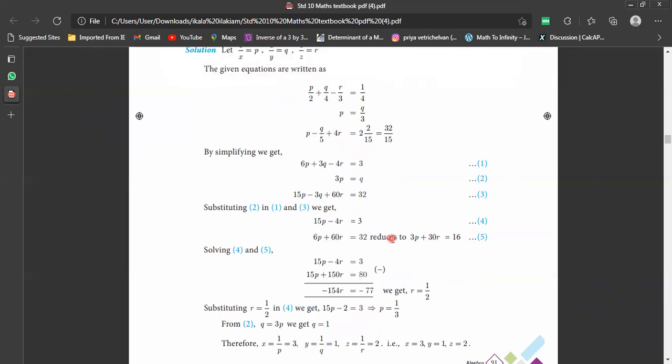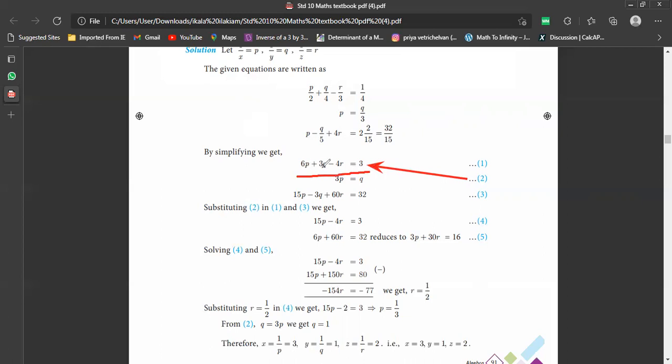So how can we simplify this? The equation 2 looks very simple because we do have only 2 variables here, P and Q. There is no R. So we can rewrite P in terms of Q or else Q in terms of P. So what they are doing, they are just substituting this equation 2 in the equation 1. So they are changing the 3P as Q. How can we do that?